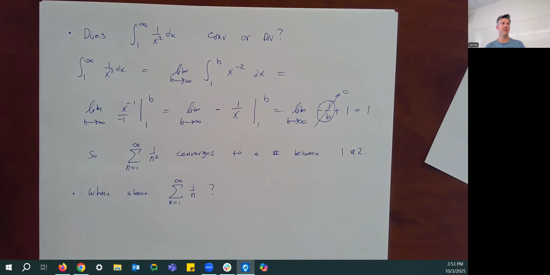You all know the answer. We've said it a lot of times. What do we do first always? The test for divergence or the nth term test, right? Call it whatever you like. Just make sure you know they're the same.